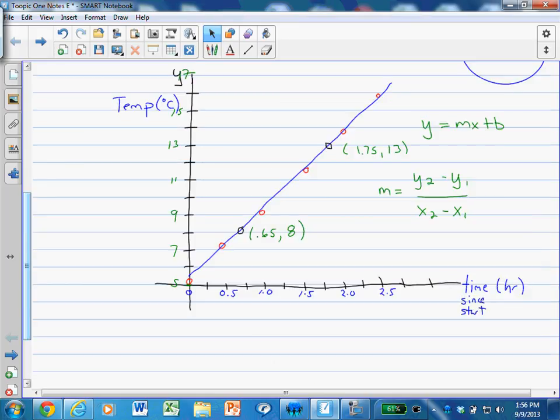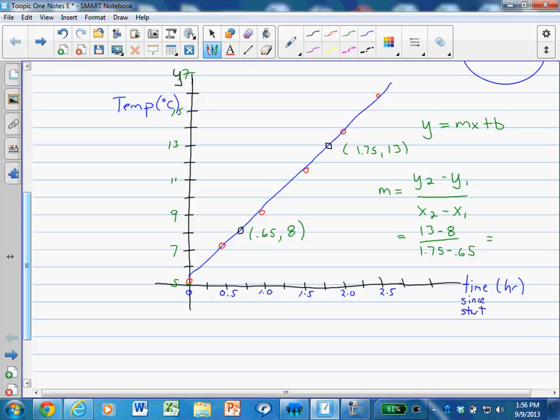So what's our y2? Okay, 13 minus 8 over 1.75 minus 0.65. 13 minus 8 is what? 5 over 1.1.